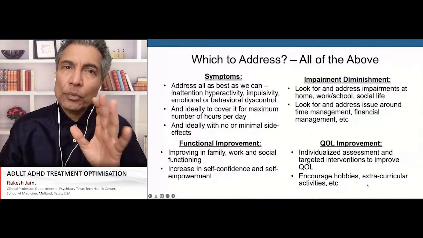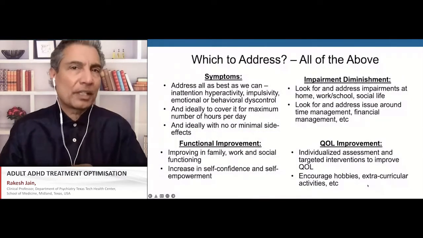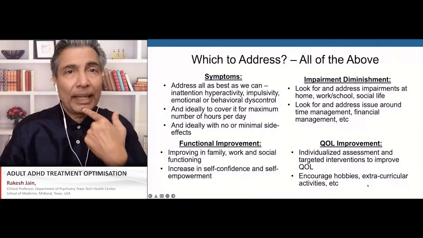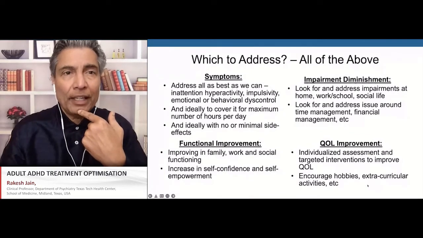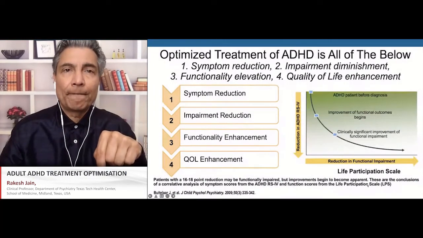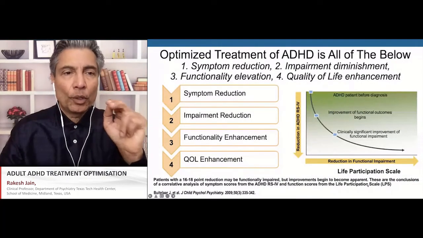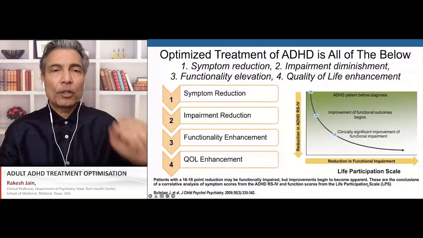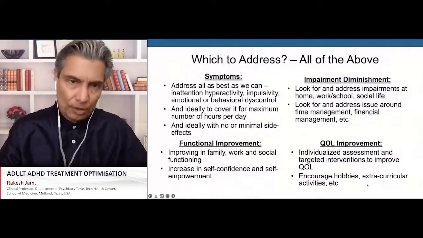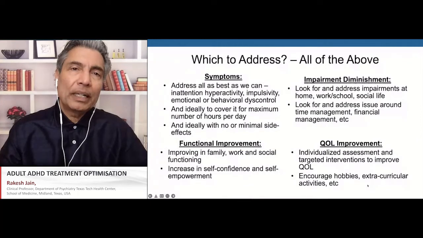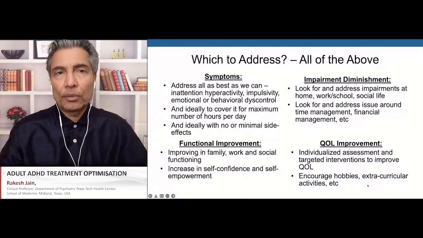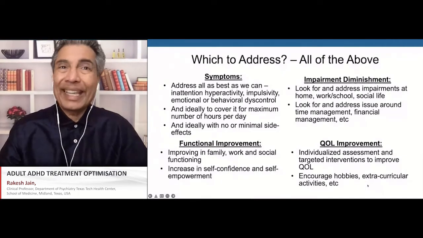So what do we address? We address all of them, but we have to start with symptoms. I cannot start talking about quality of life with a patient who's highly symptomatic. So I'm going to take you back, okay, if I may. See, there's a reason why I put 1, 2, 3, 4. We start with symptom reduction. We go to impairment reduction, functionality enhancement, quality of life enhancement. And we address it all. We have to. We want to. And if they have a comorbidity, such as an anxiety disorder or depression, we may have to address all of those. We may not have the option of just picking and choosing.